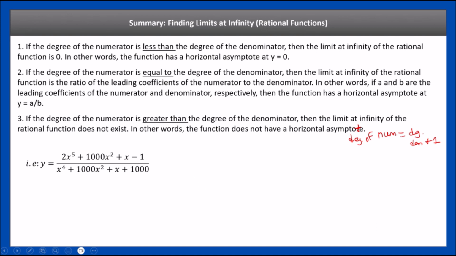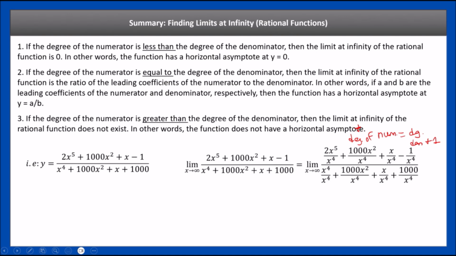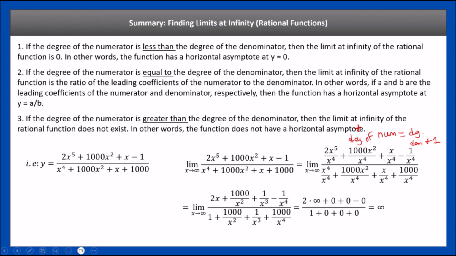All right, so if we evaluate the limit at infinity, we're going to divide by the highest power of x in the denominator, which is x to the 4th. So just doing the math, simplifying a little bit, and then plugging in infinity. Remember, anything with x in the denominator goes to 0. So we're left with 2x over 1. But then if I plug in infinity for x, you get infinity for the entire limit.